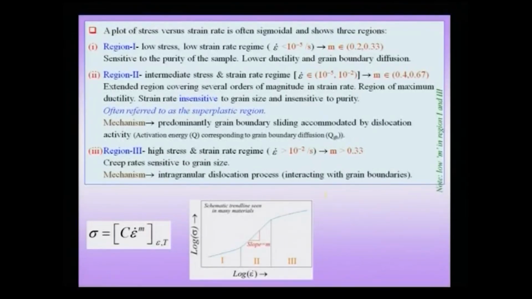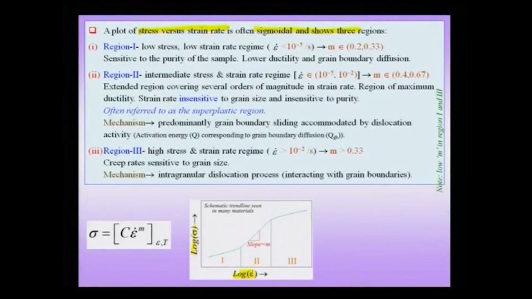If you look at typical materials and you plot a stress versus strain rate curve, then you would notice that log of stress versus strain rate, and of course you could plot normal stress or you could plot shear stresses, shows a sigmoidal behavior, and this is typical of many materials, though not all materials. Such a log stress versus strain rate plot shows three regions, region 1, 2 and 3. In region 1 and 3 typically the strain rate sensitivity is small.